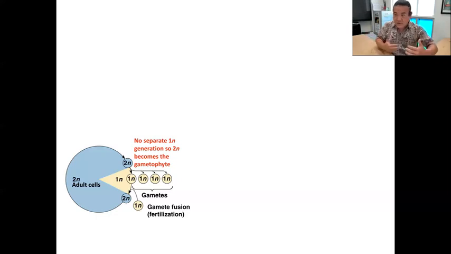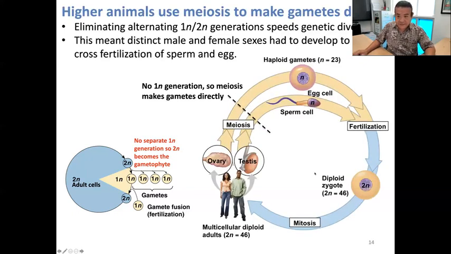So over evolutionary time, in animals, for example, that separate stage became so minuscule or so shortened that it essentially ceases to exist. So we now skip a separate life stage. We directly make our 1N gametes from our 2N cells. So there's no separation of generations between 1N and 2N. The 1N just comes directly from our 2N through meiosis. So that's what our bodies do today. Higher animals use meiosis to make our gametes directly.